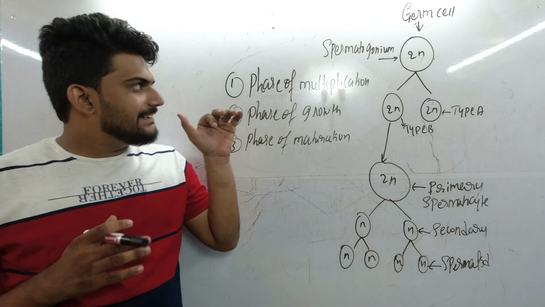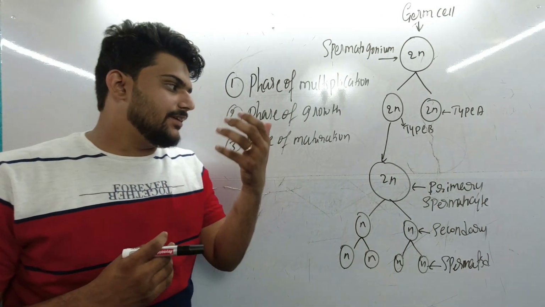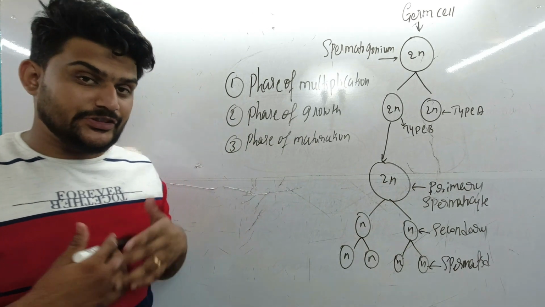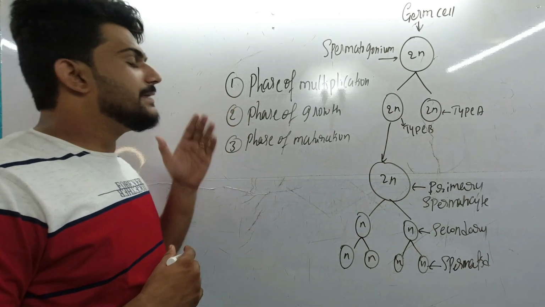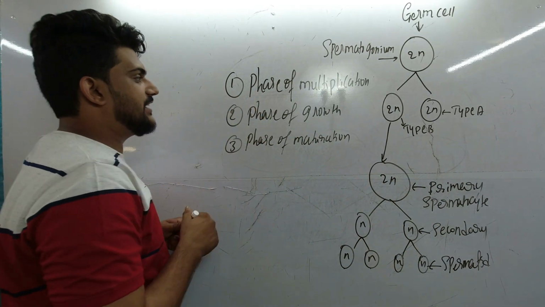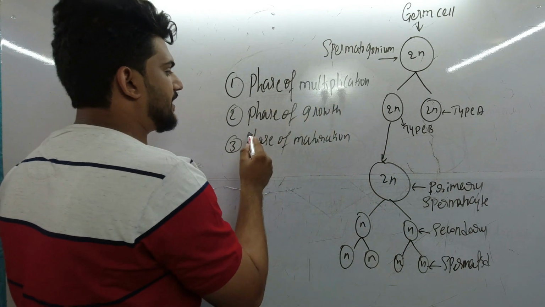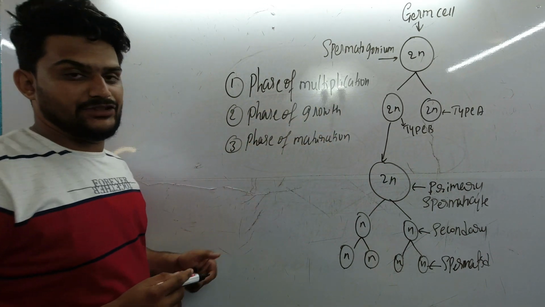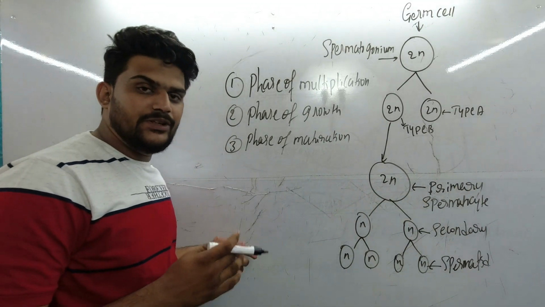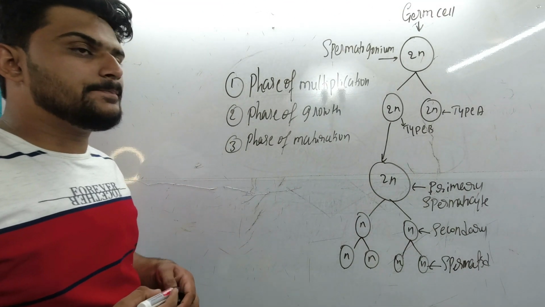Now we are going to learn exactly the process of production of sperm in a testis. Mainly it has been divided into 3 phases. You can see over here: phase of multiplication, phase of growth, phase of maturation. By the name only you can understand what it is.